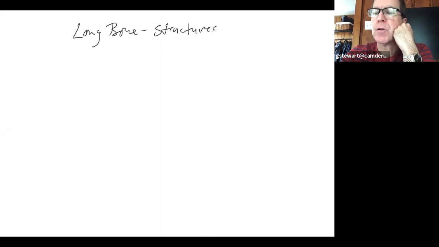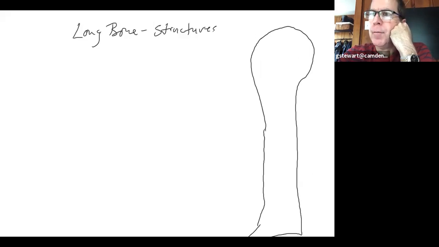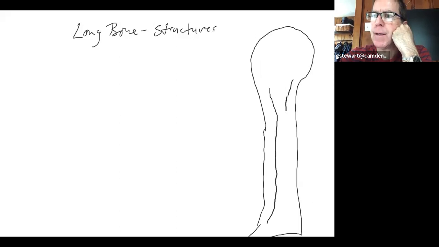Start over, that wasn't so good. I need to draw it a little thicker as well. So if this is a typical long bone, say the humerus, for example, the upper arm, there is compact bone that makes up most of this shaft of the long bone. There's a hollow center. Technically, it's not hollow, but there's a space, a cavity in the center.